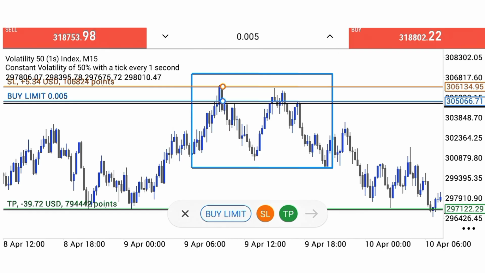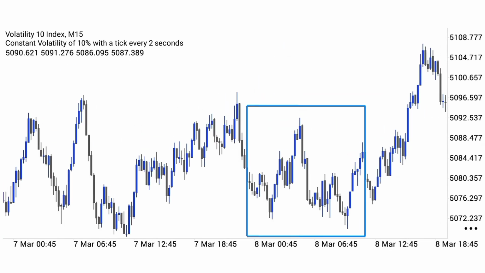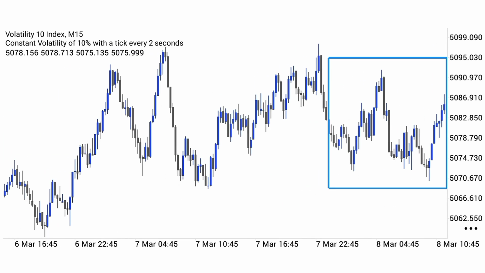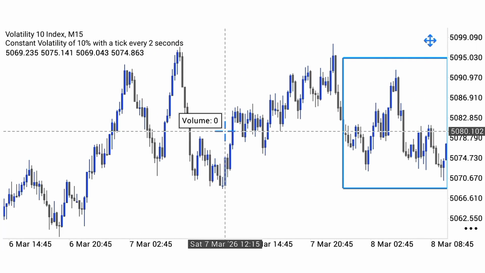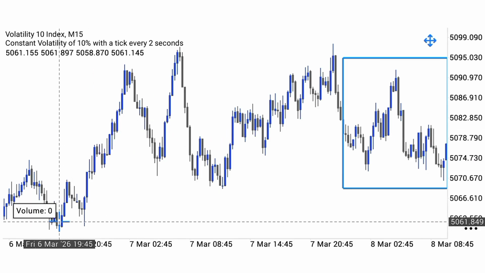Now let me show you another example on another volatility asset, so you see how effective this strategy is on volatility indices. All right, so here I'm on volatility 10, and this is a very good trading setup. First of all, I have to tell you that the market was moving in an uptrend. That's the first thing we need to observe before we even look for our setup in the market. So right here you can see that the market is moving in an uptrend.